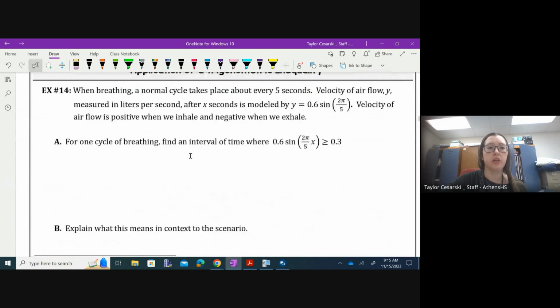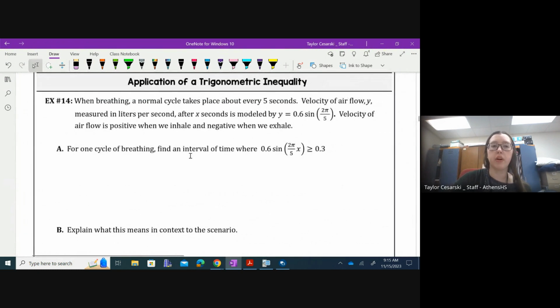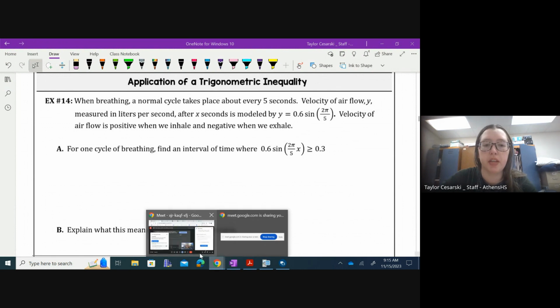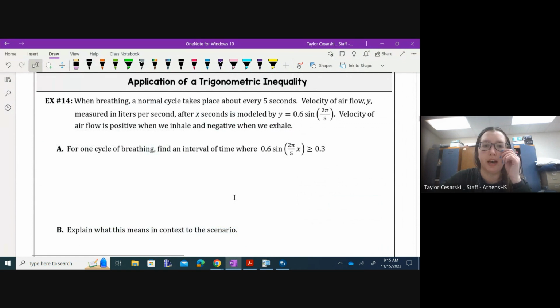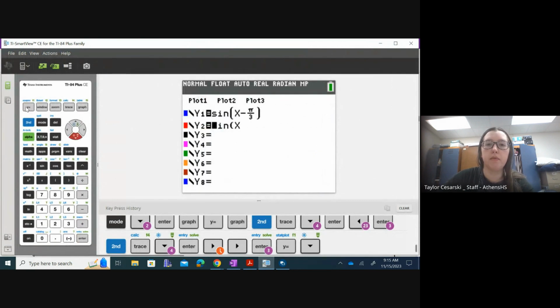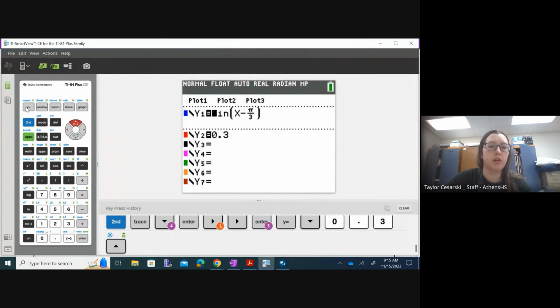Let's go ahead and look at one example where there are words going on. This says when breathing, a normal cycle takes place about every 5 seconds. Velocity of airflow is measured in liters per second. And we want to find out when it's above 0.3. So I'm going to type in my calculator this y equals. I'm going to make y2 equal to 0.3 because I want to find when it's above that. And then I'm going to type in my function here, and hopefully you're doing this in your calculator as well.